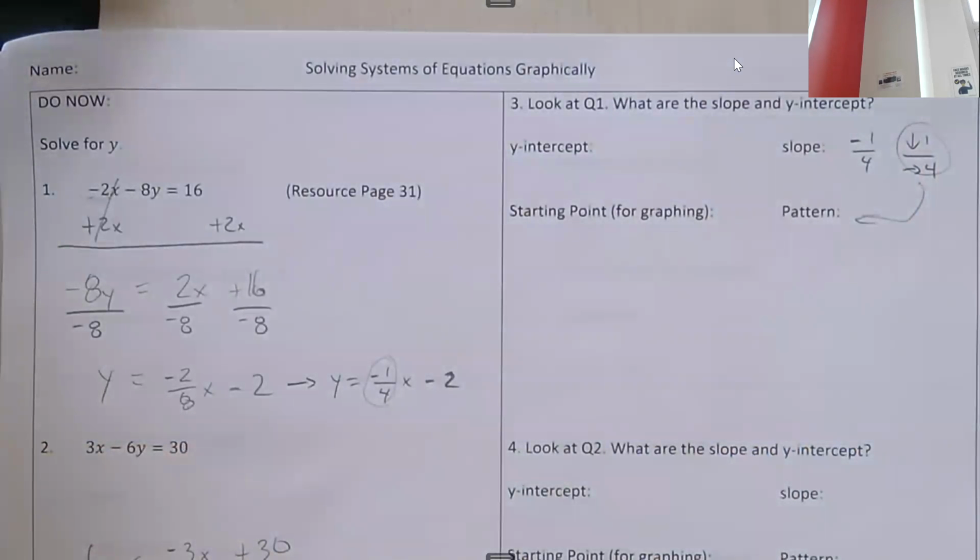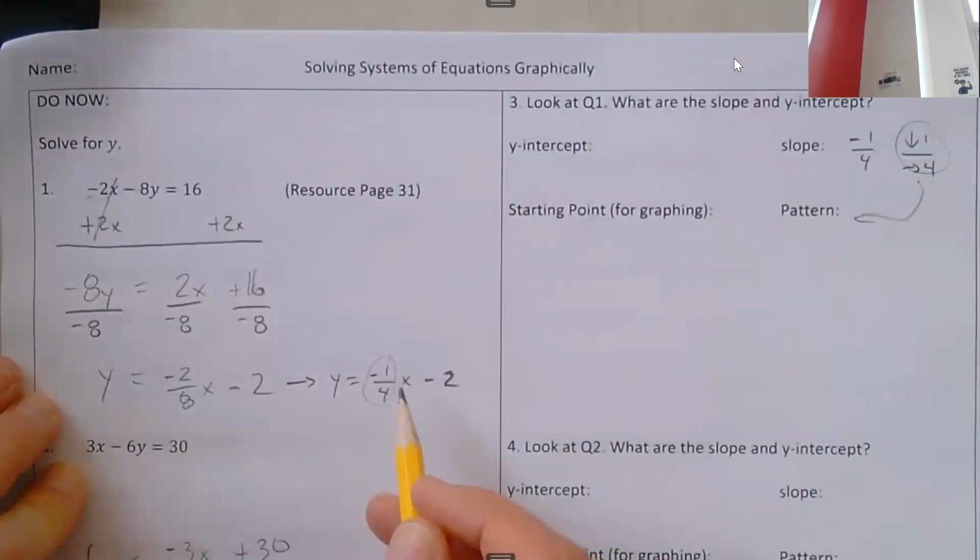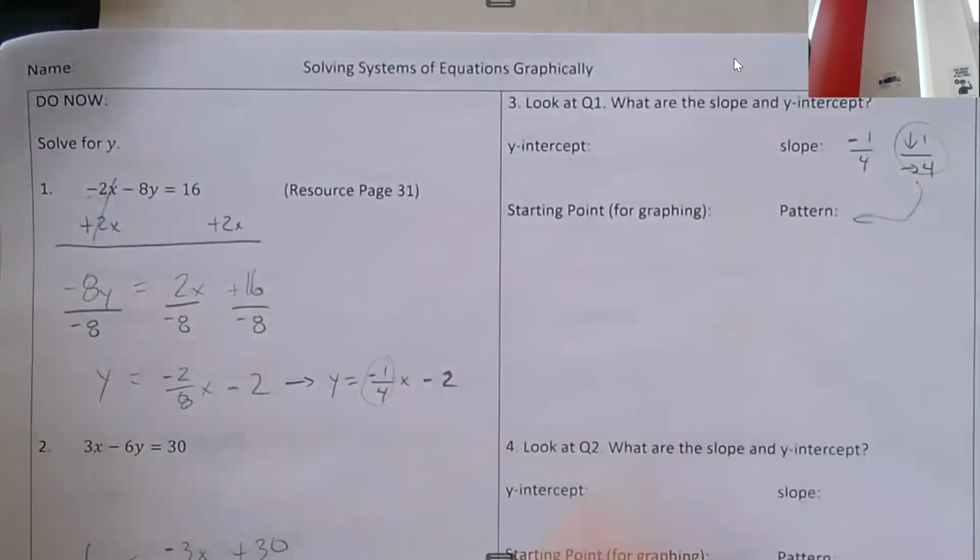But my question is, how do we know that negative 1/4 is the slope and not something else? When you look at this equation, how do you tell which number is the slope? Jalen. You're correct. It's the number that's multiplied by x that's the slope. Once we get y by itself, the number that is multiplied by x is the slope.